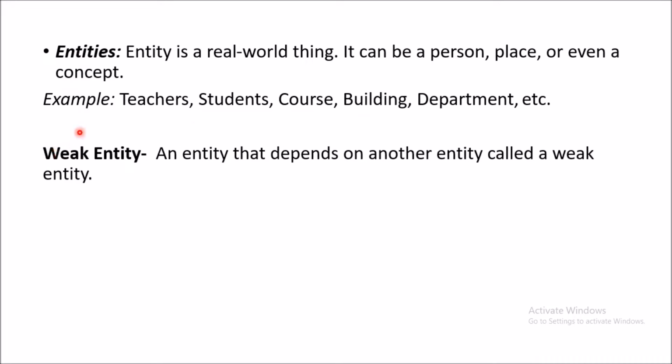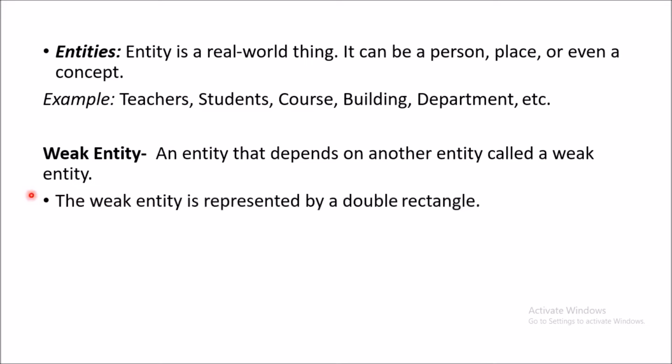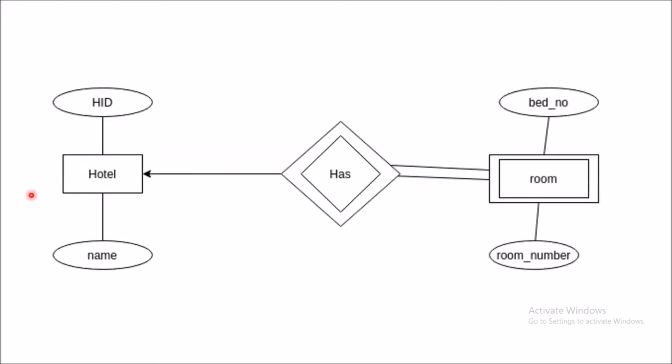Now there are some weak entities. What is a weak entity? An entity that depends on another entity is called a weak entity, and it is represented by a double rectangle. Here you can see in the diagram hotel and room. These are two entities. Here hotel is a strong entity and room is a weak entity. That's why we represent it in a double rectangle.